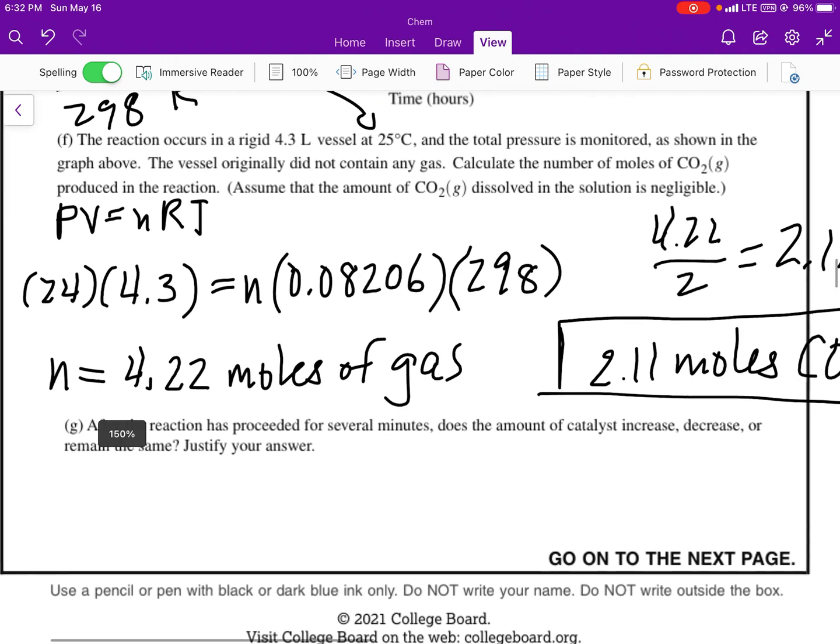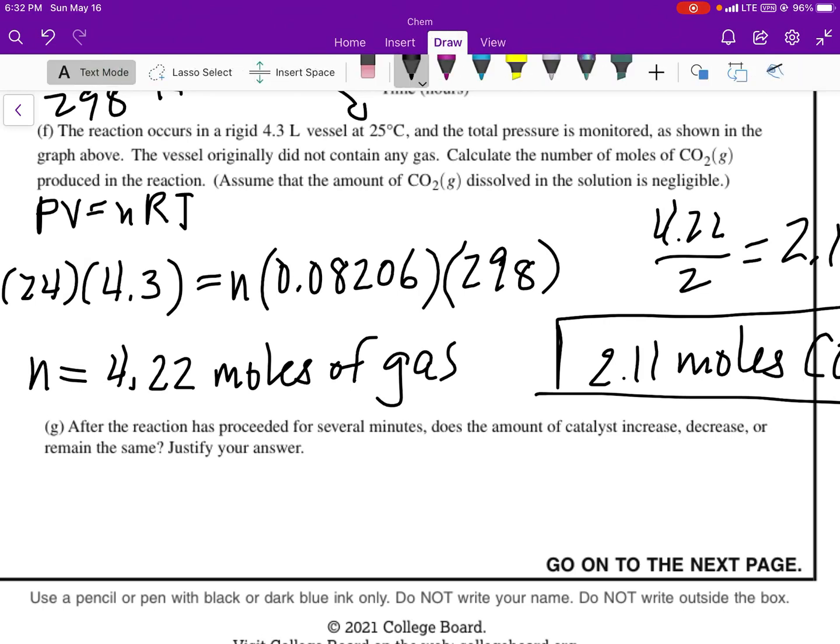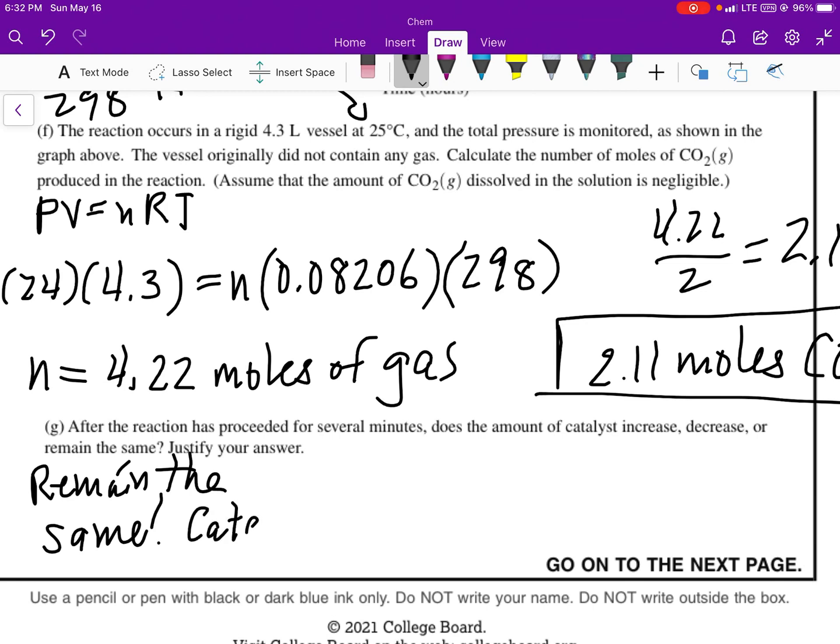Now, the last part, part G. After the reaction has proceeded for several minutes, does the amount of catalyst increase, decrease, or remain the same? Justify your answer. So you should know that catalysts are not consumed in the reaction, so it should remain the same. And then you would say that catalysts are not consumed.